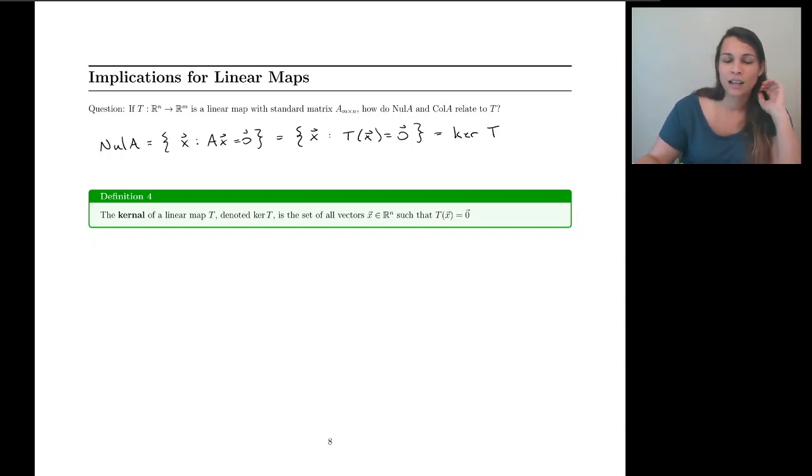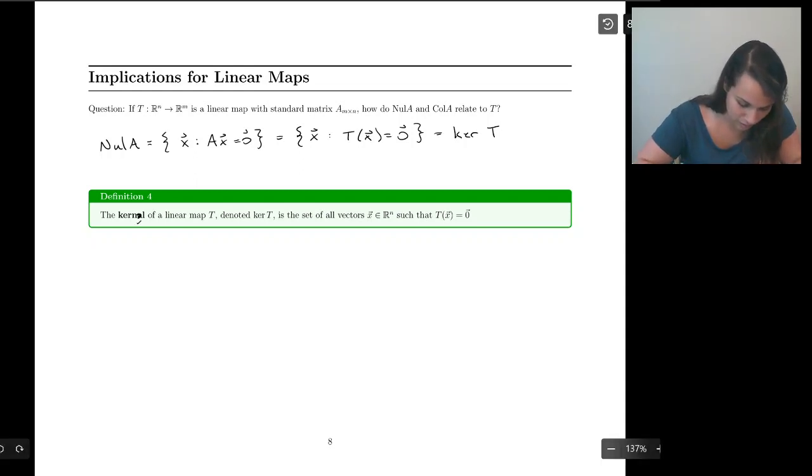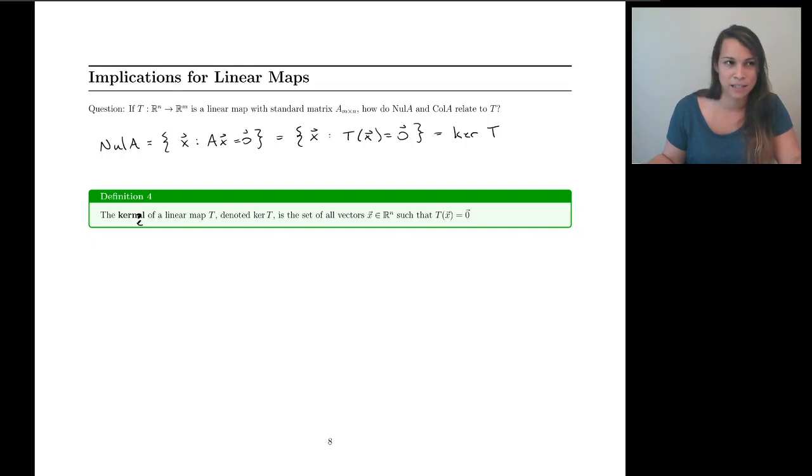And here's our formal definition of kernel. Oh my goodness, I spelled it wrong. Oh, I always do that. I write it with an A, and then I hit backspace and write it with an E, and sometimes I don't catch it. The kernel of a linear map T, denoted kernel T, or ker T, is the set of all vectors x such that T of x is equal to 0. Okay, so that's null space.